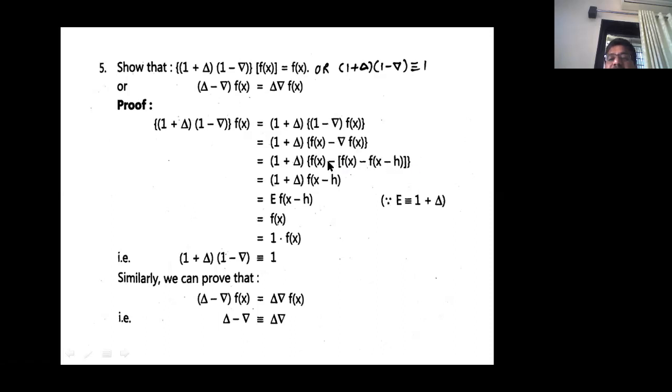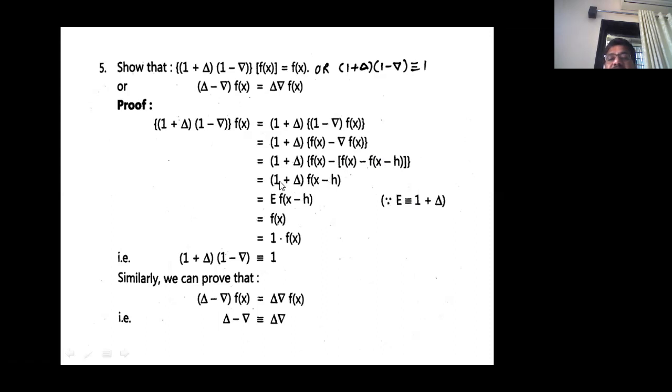Then this minus, on bracket, is what? Minus f(x). This plus f(x) and minus f(x) get cancelled, and minus minus plus f(x − h). So (1 + Δ)f(x − h). Then this is equal to what? Here the value of E is 1 + Δ, but don't write the value of E as 1 + Δ.